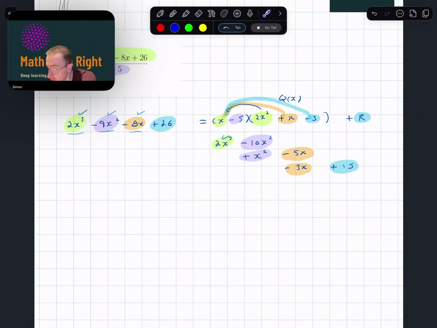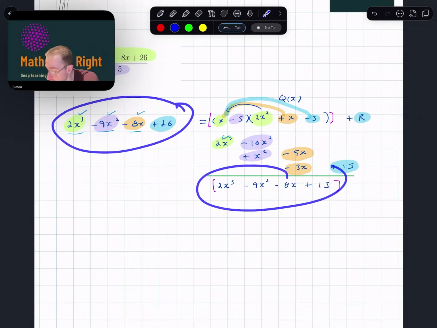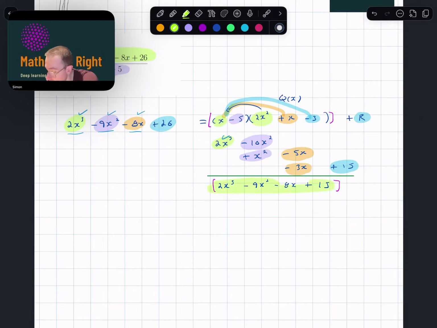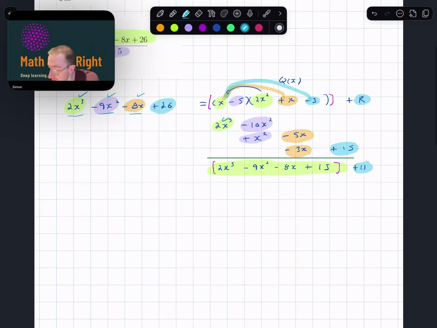What's the remainder going to be? Well, the output of this process, after doing all this stuff, so multiplying this thing by this thing, which we just created, is 2x cubed minus 9x squared minus 8x plus 15, right? That is equal to this. So if we want the left side to be equal to the right side, we have to add a remainder term. What's the remainder? Well, it's whatever we have to add to 15 in order to get 26, which I'm pretty sure is 11, right? We have to add 11 to 15 to get 26.